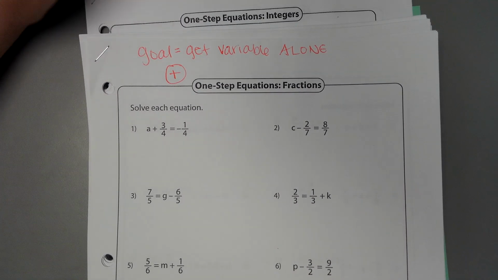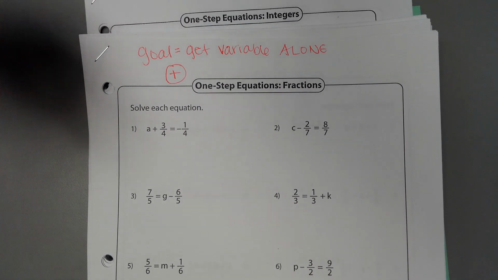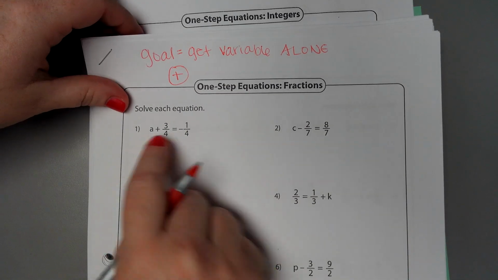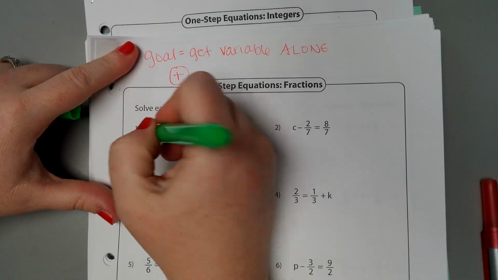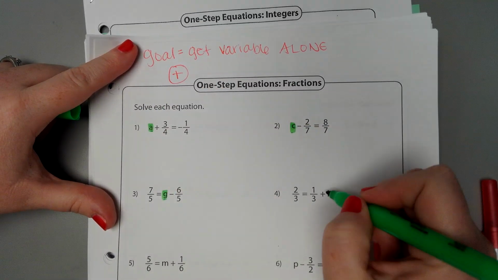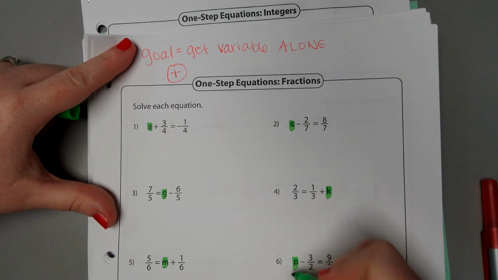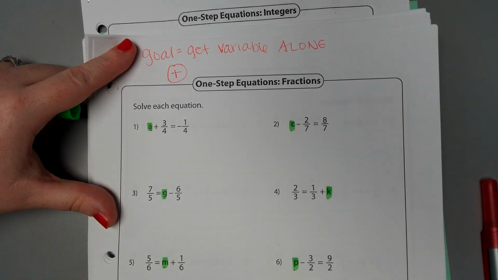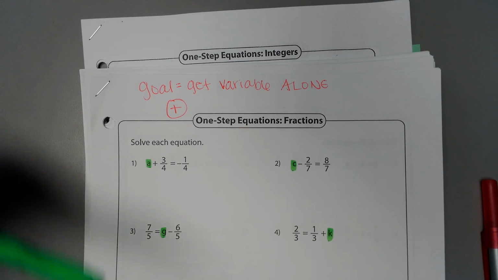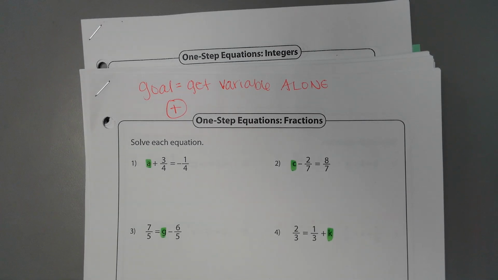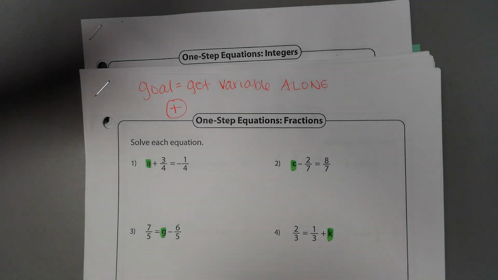Alrighty, so we were saying our goal is to get the variable alone. A variable is any of these letters that we have. So on this page we have an A, a C, a G, K, M, P, R, V, T, X. Every page you're going to have different letters. A variable doesn't have to be a set letter. It can be any letter. And to do that, we use inverse operations.